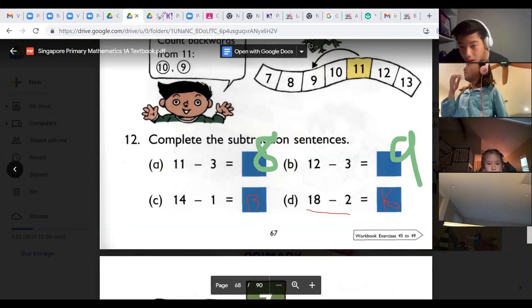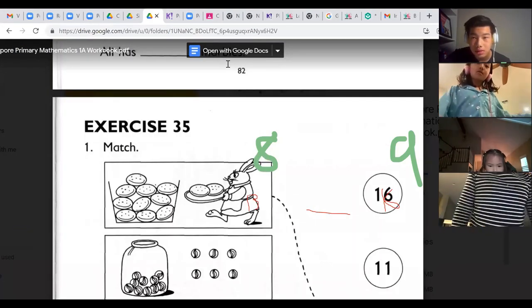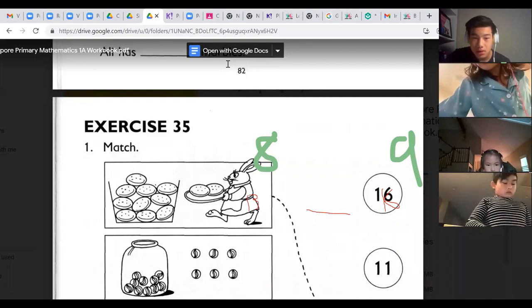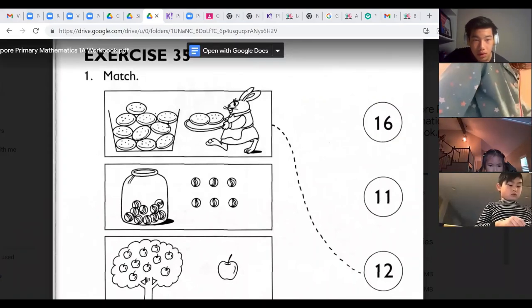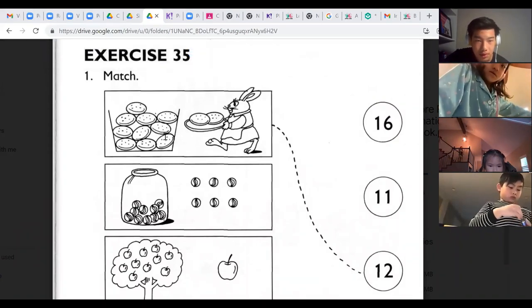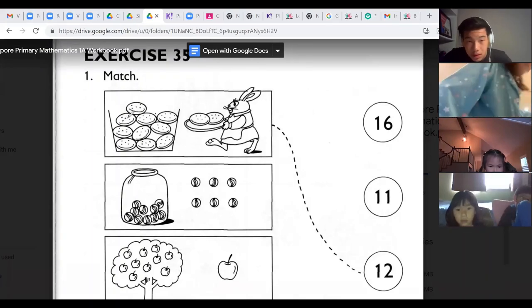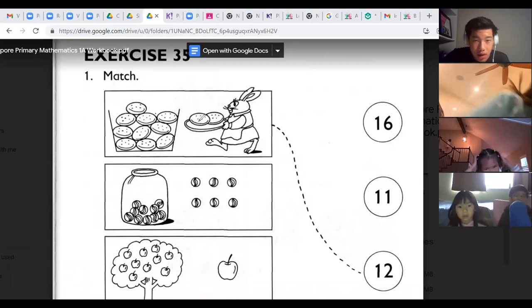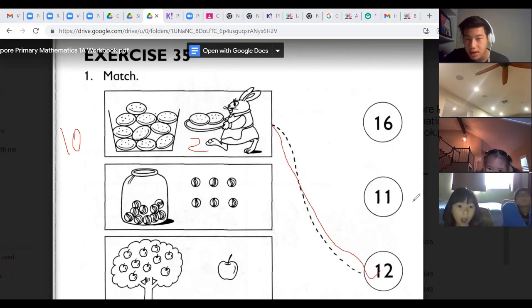Okay, now for the remaining time we have left, we can try and start some of these exercises. So, matching. Okay. So I'm seeing 1, 2, 3, 4, 5. Okay. So you can see for this one, we have 10 cookies. And then we have two more cookies on a plate. So it's kind of like the 10 strategy. We have a group of 10 and then two. So we know that the answer is 12. That is why there's a line here.